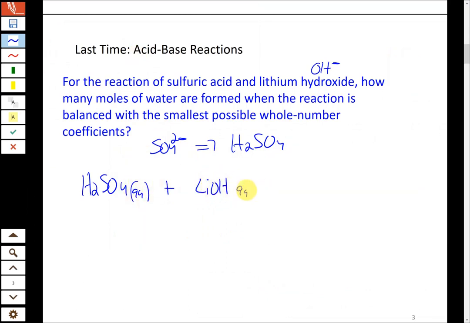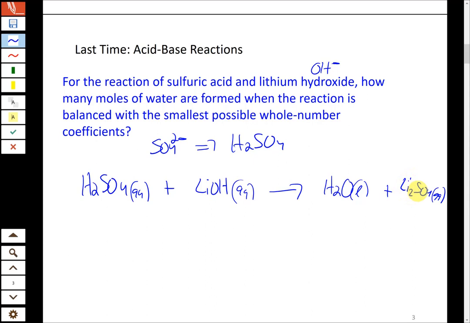That's the equation for that. And then the products for an acid-base reaction, we always have water as one of the products, and then an ionic compound, which in this case is going to be lithium paired with sulfate. So the formula for that would be Li2SO4, and that one's going to be soluble because all lithium salts are soluble. All right, so those are reactants and products.